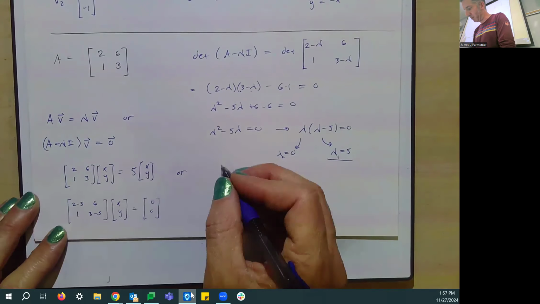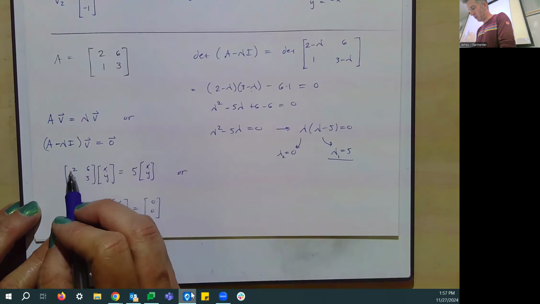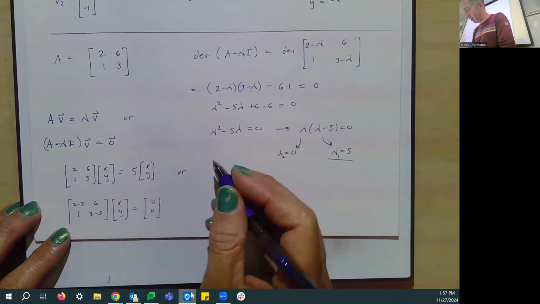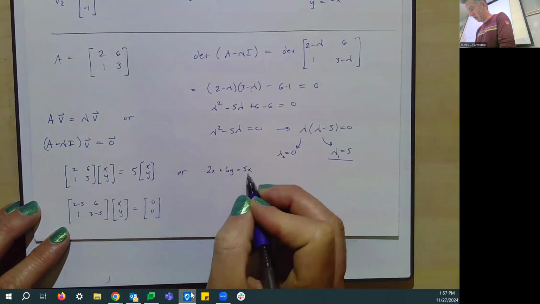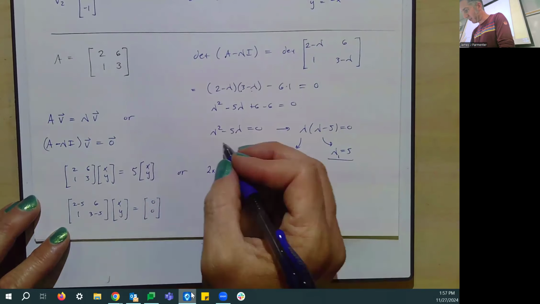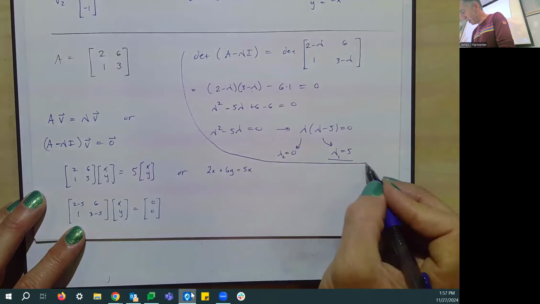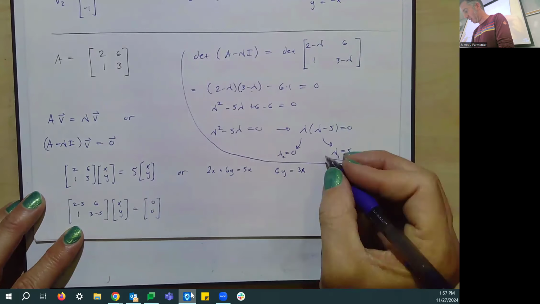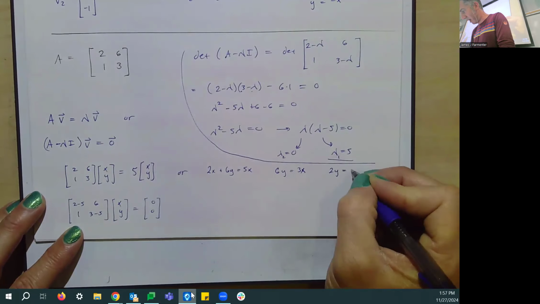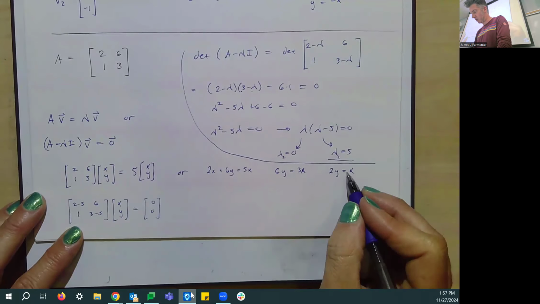Let's look at the first one. I have 2 times x plus 6 times y equals 5 times x. So 2x plus 6y equals 5x. I subtract 2x from both sides and get 6y equal to 3x. I divide both sides by 3 and get 2y equal to x. So x is 2 and y is 1.